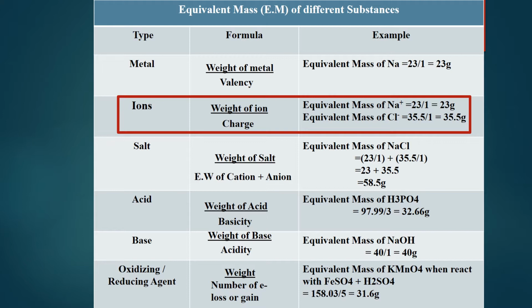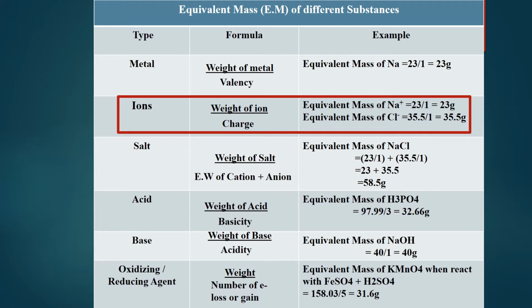is 23 grams. For finding equivalent mass of chloride ion, divide 35.5, which is the atomic weight of chloride ion, and divide it by 1, which is its charge. So the equivalent mass of chloride ion is 35.5 grams.